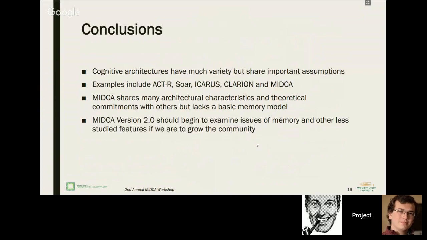These are the conclusions I think I've gone over. To be on time, Robbie, you can come on up. Just to reiterate, there's a lot of commonality here, and we share it with all cognitive architectures. We differ in a number of examples that we covered, and hopefully we will have a version 2 of MIDCA coming out in the following year. We shall see. Thank you.